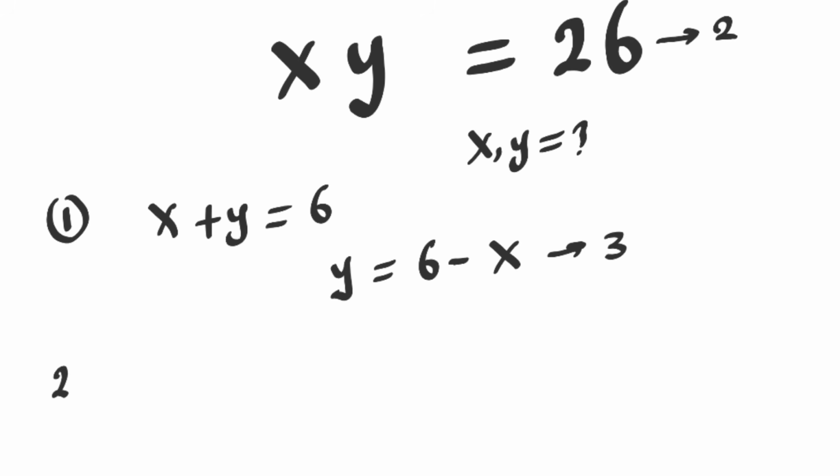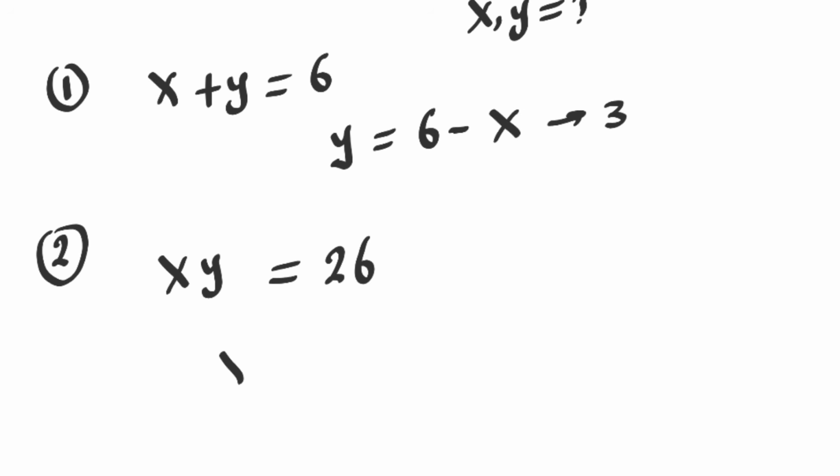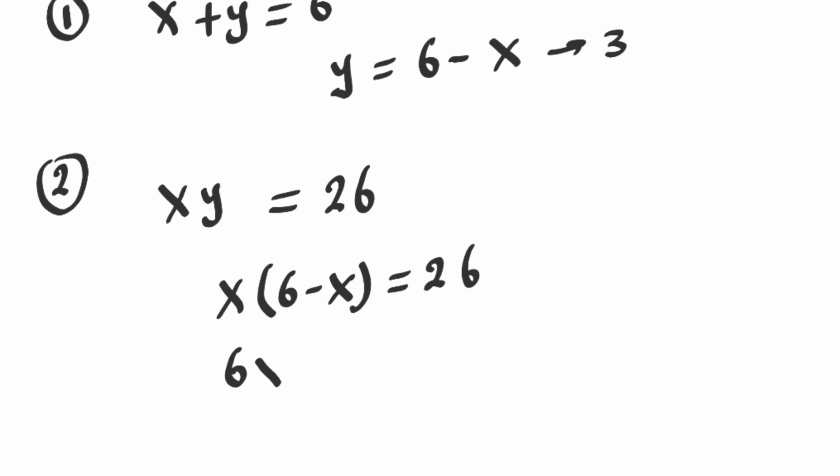From equation 2, xy is equal to 26. Let us substitute for y, which is 6 minus x. Then we have x bracket 6 minus x is equal to 26. Let us open the bracket. x multiplied by 6, that is 6x. Then x multiplied by minus x is minus x squared, is equal to 26.